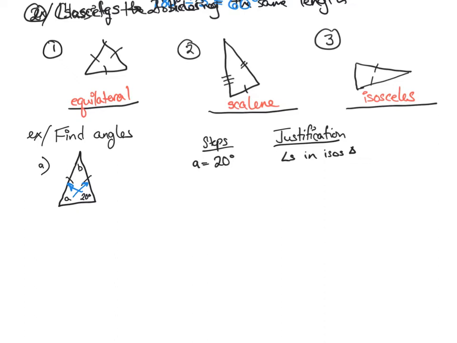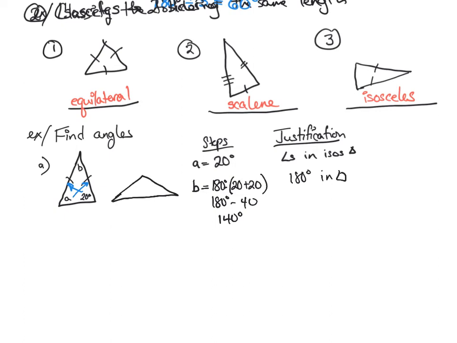And then we go to B. B equals 180 degrees minus 20 plus 20. Why? 180 degrees in a triangle. So B equals 180 minus 40. So B equals 140 degrees. And remember, it isn't necessarily that things are drawn to scale. This triangle would probably look a lot more like that, but the idea is that you don't take anything based on what it looks like, you take it on the information that you're given.